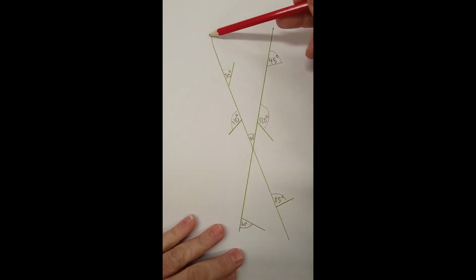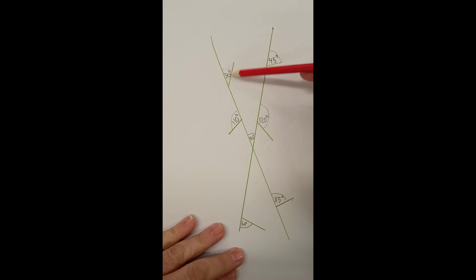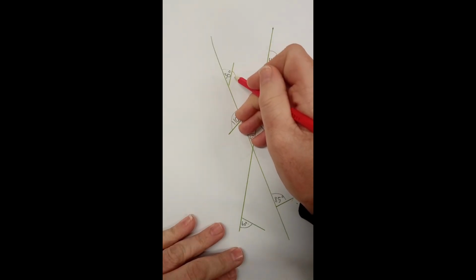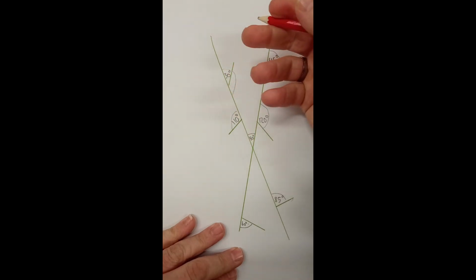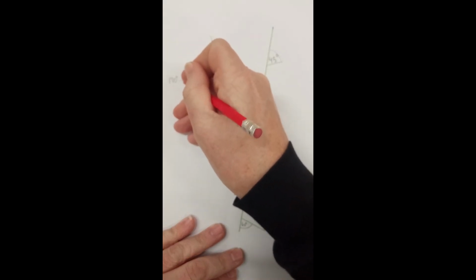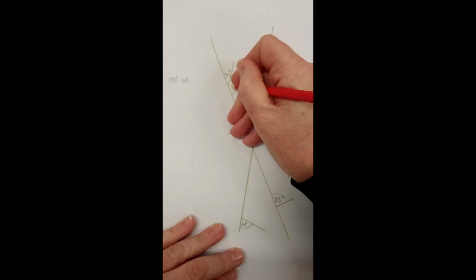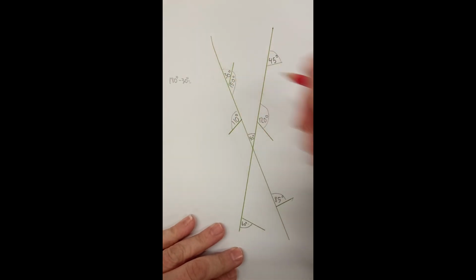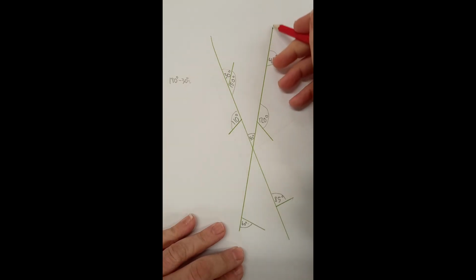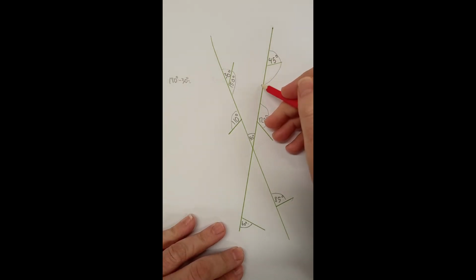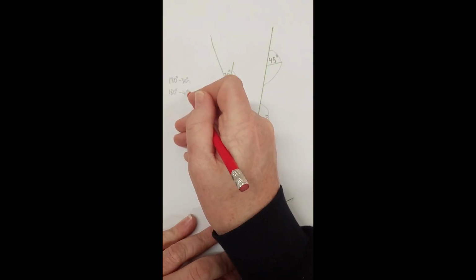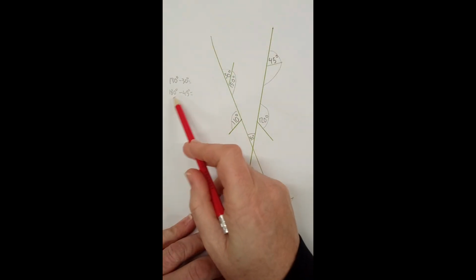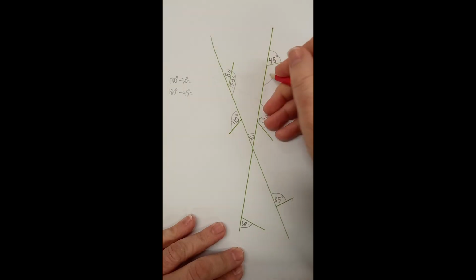So let's start here. This is a straight line and this is 30. So the rest of this must add up to 180 because it's a straight line. So that's 180 take away 30 gives me 150. So that one's 150. Now let's have a look at this one. Again, this is a straight line. And if I continue on that, the whole straight line should be 180. So that's going to be 180 subtract 45, which I believe is 135. So there you have it.